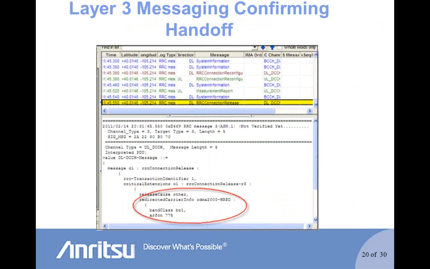So in order to truly validate that handoff in the event that it took place, you always look to layer 3 messaging, and you try and validate where that handoff took place, what the messaging looks like. Do you have any ping-ponging? Are you seeing multiple occurrences of the messaging? And that's what we're looking at here. And in this case, you can clearly see the handoff from LTE to EVDO. Next slide.